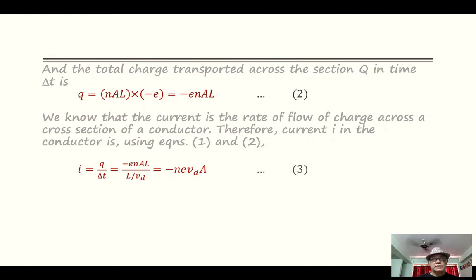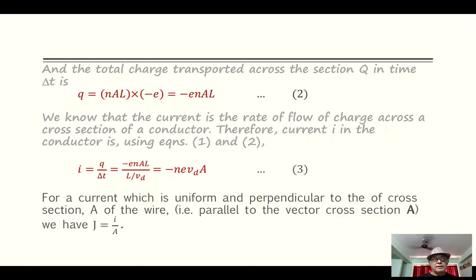This is equation 3. For a current which is uniform and perpendicular to the cross-section A of the wire, that is, for a current which is parallel to the vector cross-section A, we have J equal to I by A. Therefore, J equal to minus NeVd. This is equation 4.